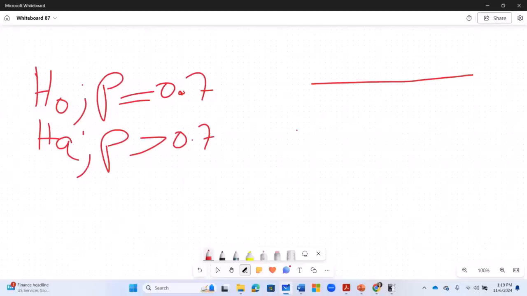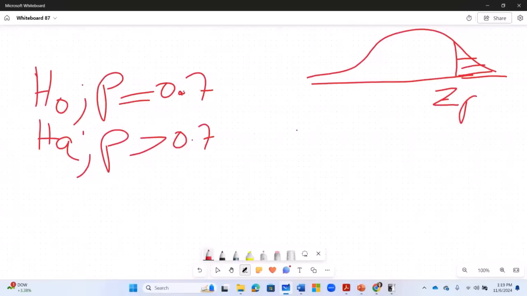And by the way, you have to draw a normal curve. Sometimes you don't have to, but I like to draw a normal curve. And because I'm doing a right tail test, I have to shade the right tail. And what kind of test am I doing? I am doing a test for Z, one proportion Z test, Z p-hat.